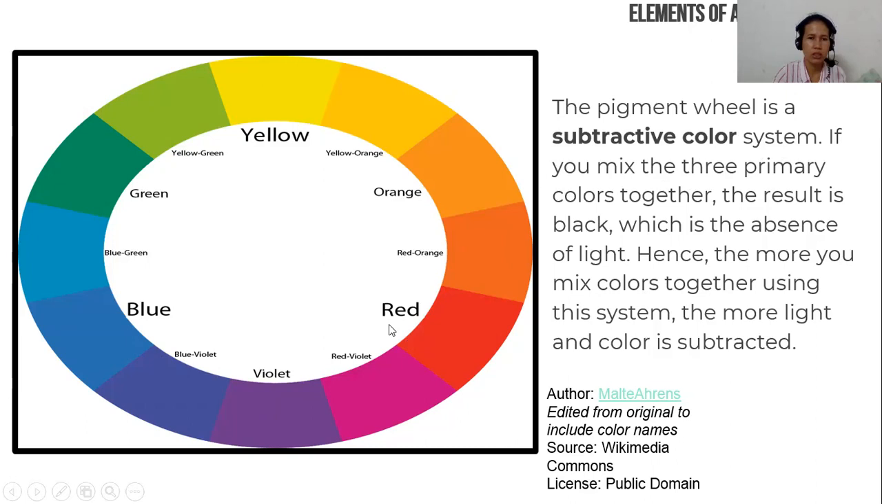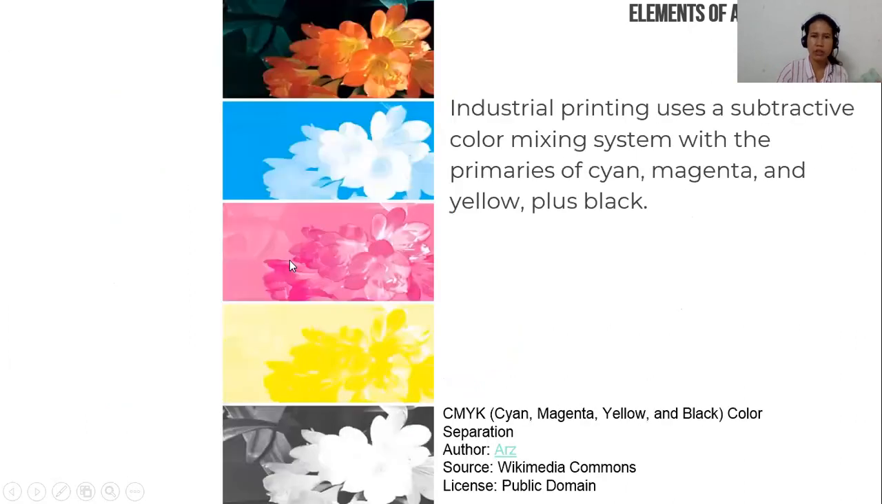So bakit siya naging subtractive color system? Kasi nga, when you mix them, for example, tong primary na to, pag pinagmix mo yan, akala mo may maganda kang resultang magagawa, pero ang ending, black lang ang magiging result niyan. So therefore, the more na pinagmimix natin yung mga kulay, the more na nababawasan yung light and color ng mga kulay na yan. Okay?